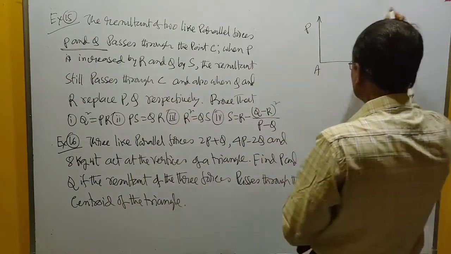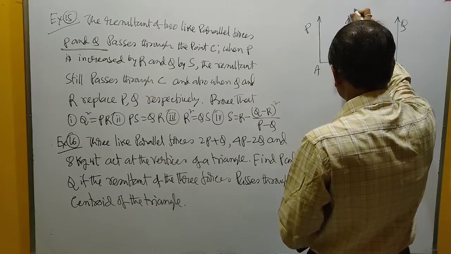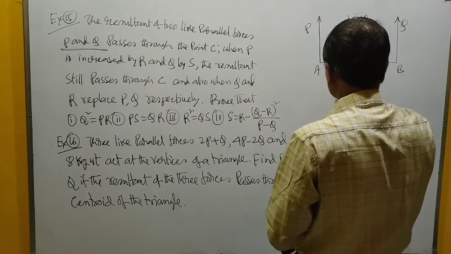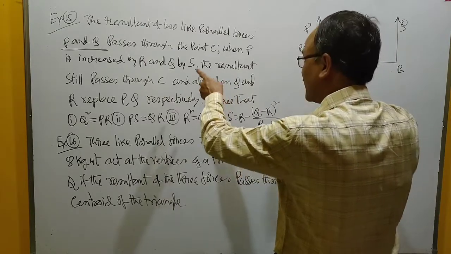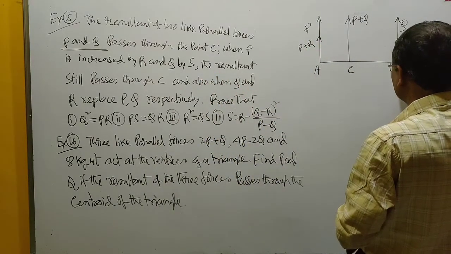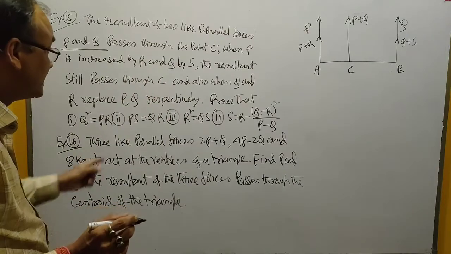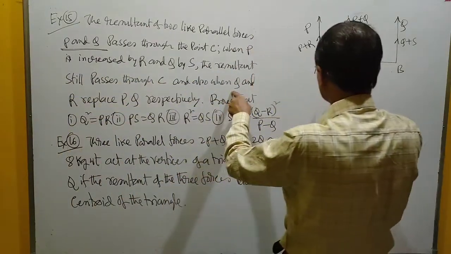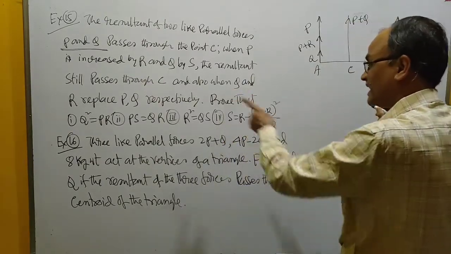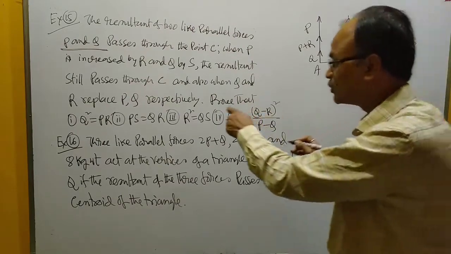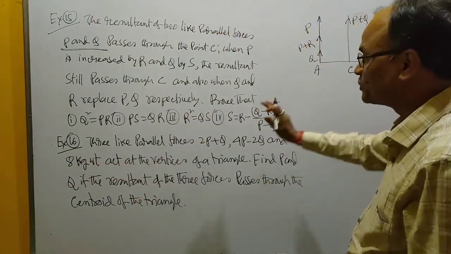Suppose these two forces are acting at the point B. The magnitude of the resultant is P plus Q. If P is increased by R and Q by S, then also the resultant passes through the point C. Not only that, if Q and R replace P and Q, then also the resultant passes through the point C. Then we have to prove this.